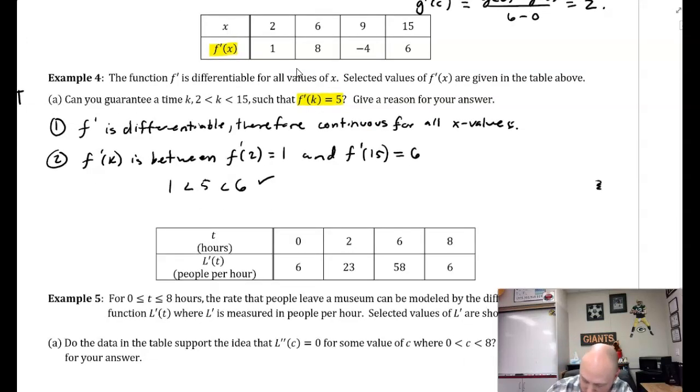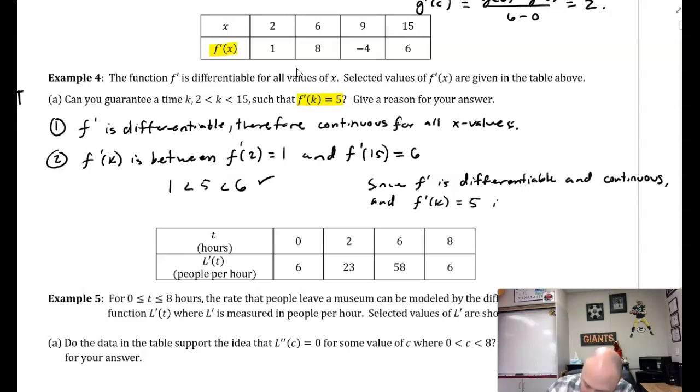Well, you are very used to this by now. So we can say, since f prime is differentiable and continuous, and f prime of k, which equals 5, is between f prime of 2 and f prime of 15, there is a time c, no, k. There is a time k.